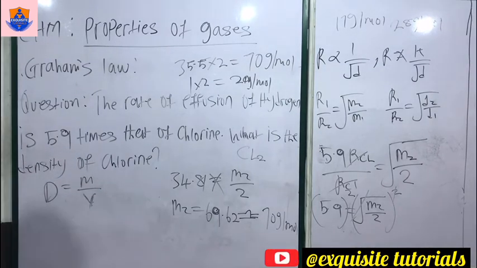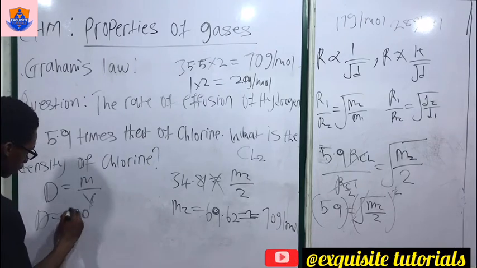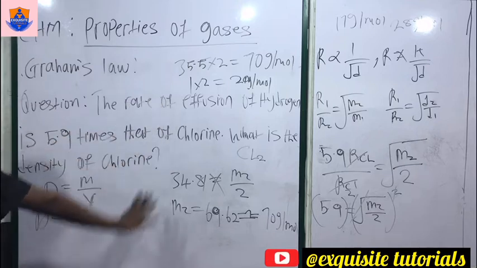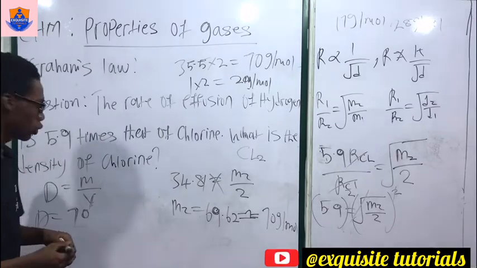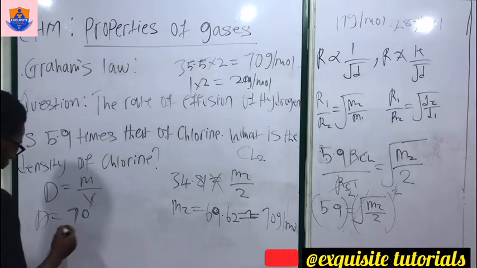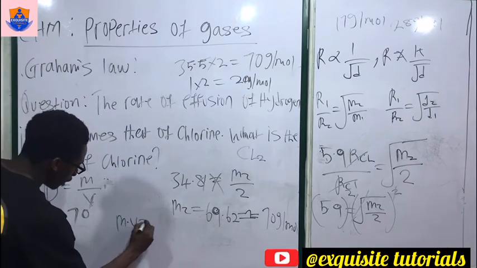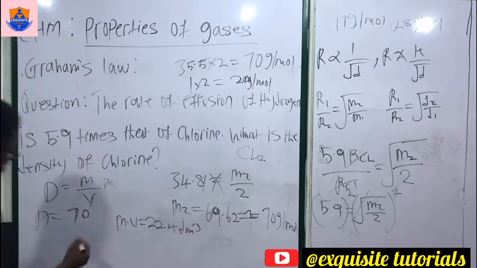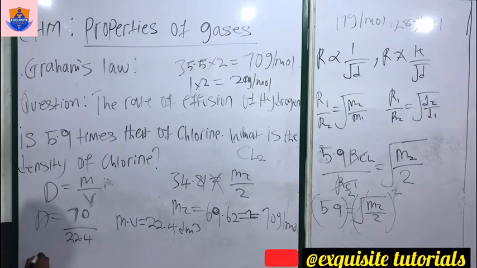Density is mass over volume. Now the density, you have the mass to be 70. The volume was not given in the question, so obviously the gas is supposed to be at STP, which is standard temperature and pressure. So at STP, our molar volume of gas is 22.4 dm³, so we're dividing by 22.4 dm³. So what should our density be?